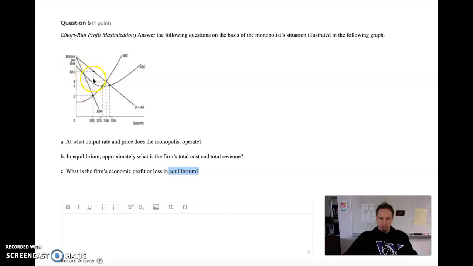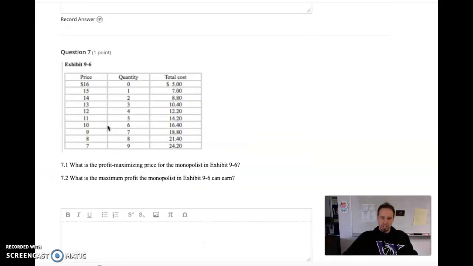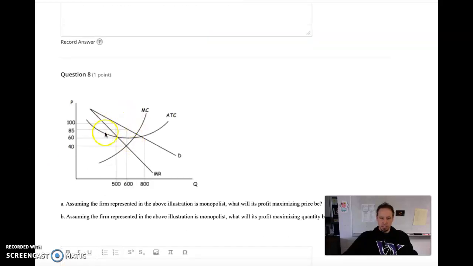Now here's the difference. You come down and you hit the average total cost curve, and this difference here is your profit. You're making a little bit over $2. The monopolist is making about $2 per unit versus the firm in perfect competition. Hopefully I answered those questions for you, but it's more important that you are able to read that graph.